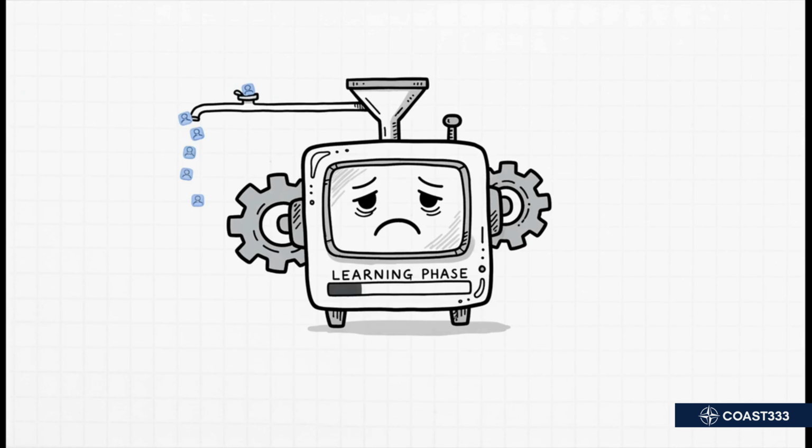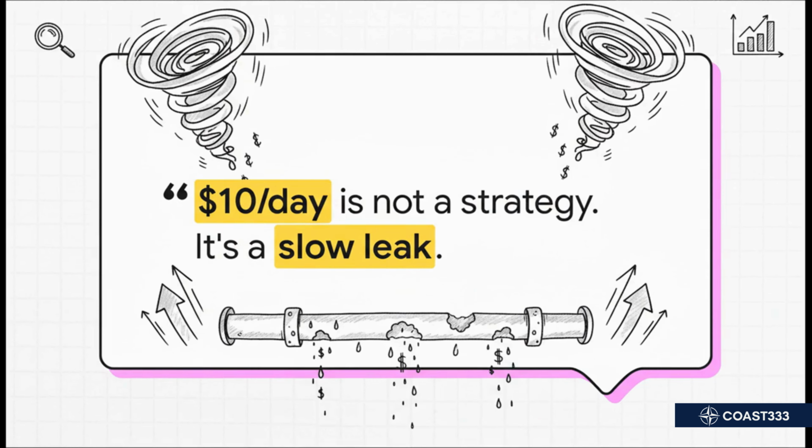See, when your budget is underfunded, you literally starve the Google algorithm of the data it needs to learn and get smarter. The system needs a steady flow of clicks and conversions to figure out who your ideal customer is. And without enough of that data, your campaign just gets stuck in this permanent learning phase, and you never, ever see consistent results.